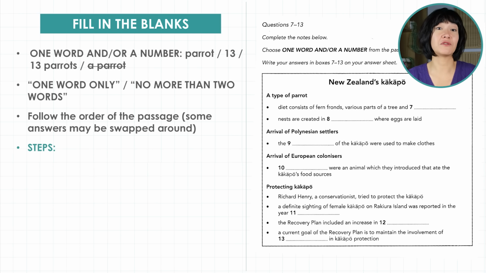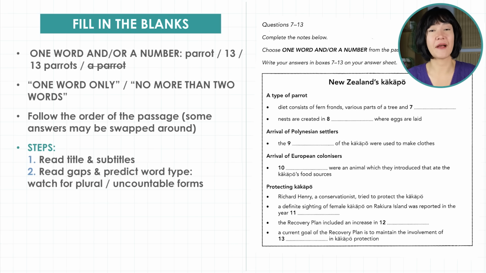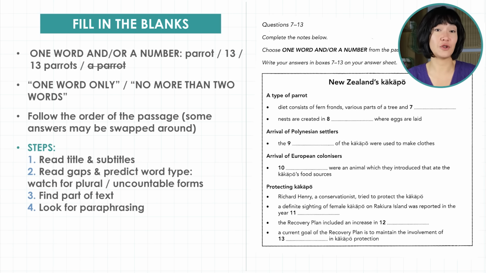And here is a simple, reliable process. Read the title and the subtitles in the task, which will tell you where to find your answers. Read each note and look at the grammar around the gap. Does it look like you need a noun, a verb, an adjective? Then go to the relevant part of the text and skim to locate the information that matches the note. The wording will often be paraphrased, so look for the idea, not exact words. And when you think you found the right word, add it to the gap and check. Is the sentence grammatically correct?